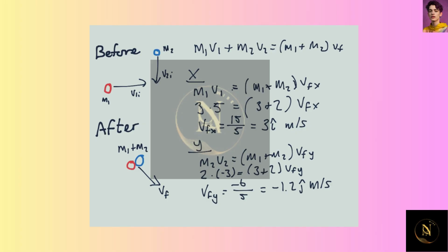So, to write out our final answer, we would say that vf is equal to 3.00 i hat minus 1.20 j hat meters per second.